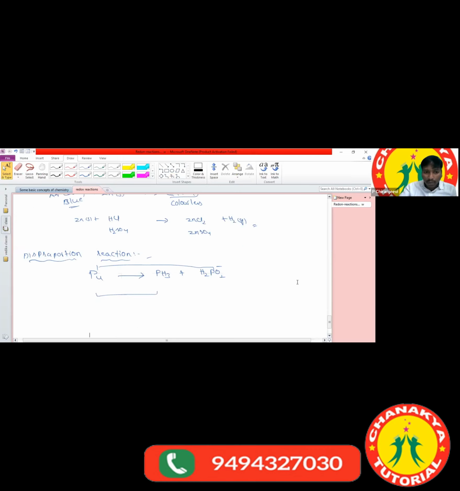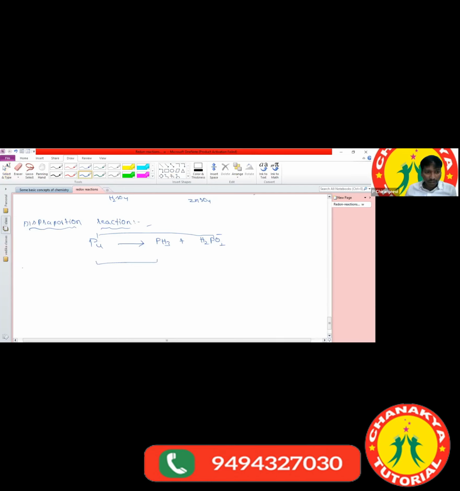Last one: the comproportionation reaction. It is exactly the opposite of the disproportionation reaction. Comproportionation reaction. It is exactly opposite to the disproportionation reaction.